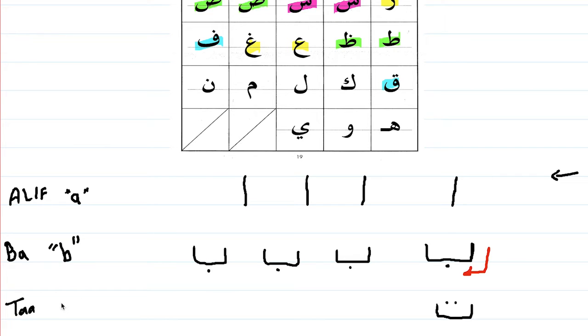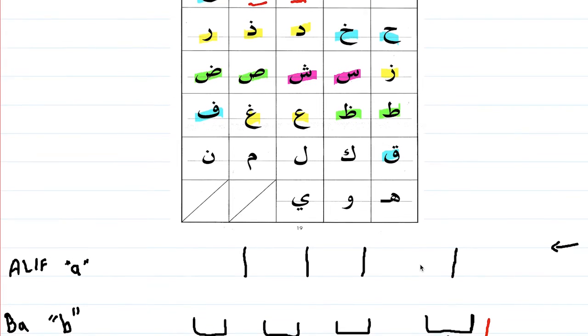Ta. What phonics does it have? T, t, t. Small t. Now, right dot to left dot, as I said. Ta, right dot, left dot. So if you learn how to do ba and ta, tha wouldn't be a problem.